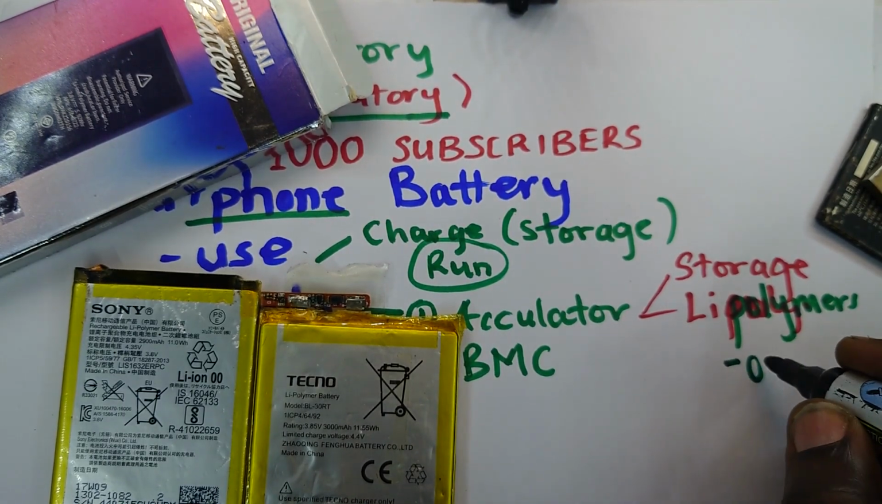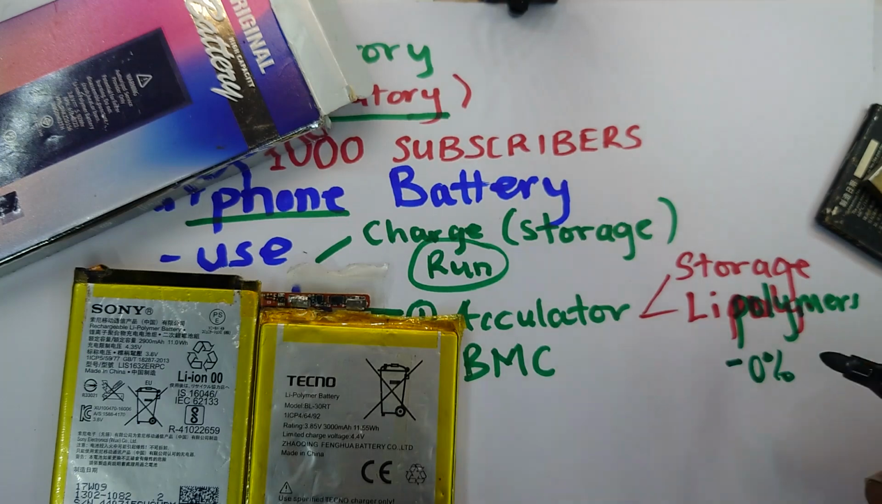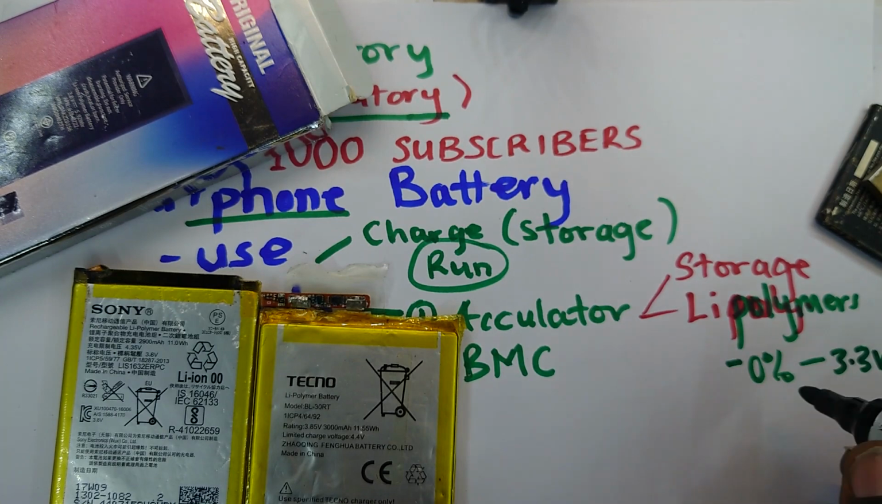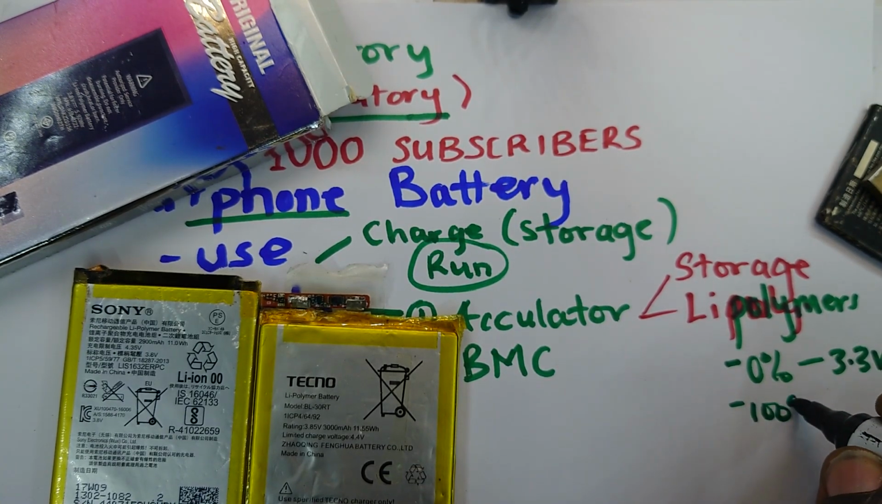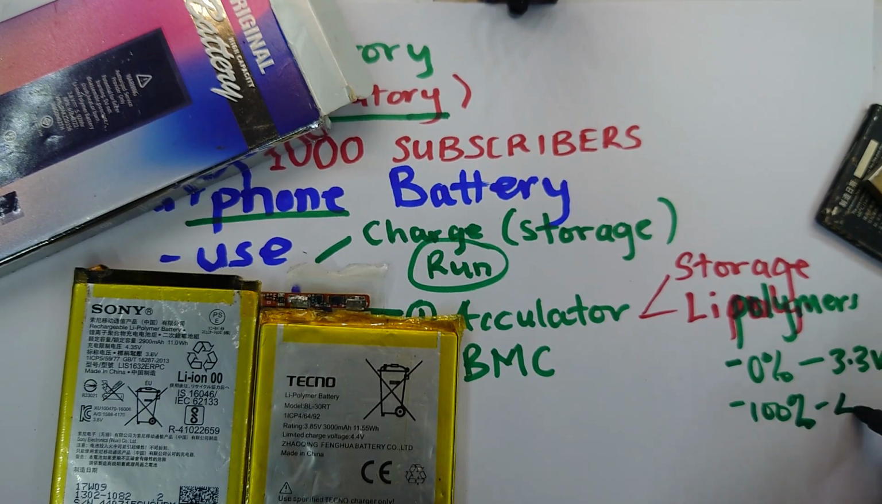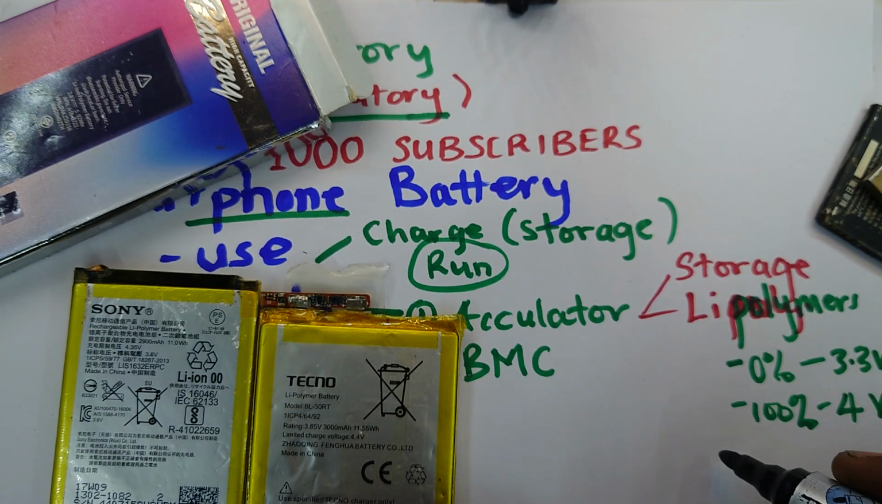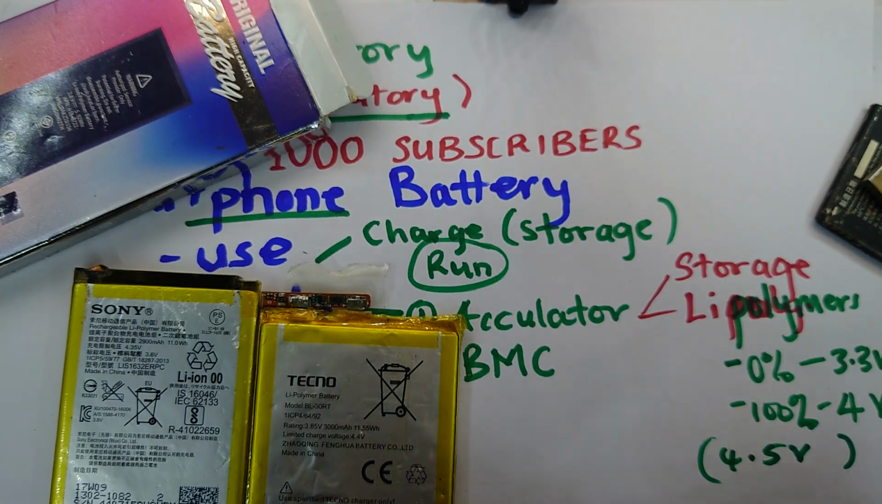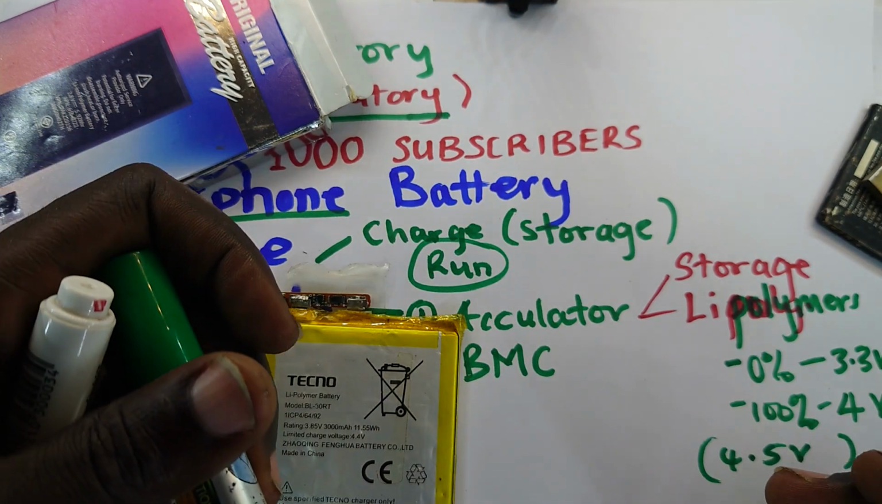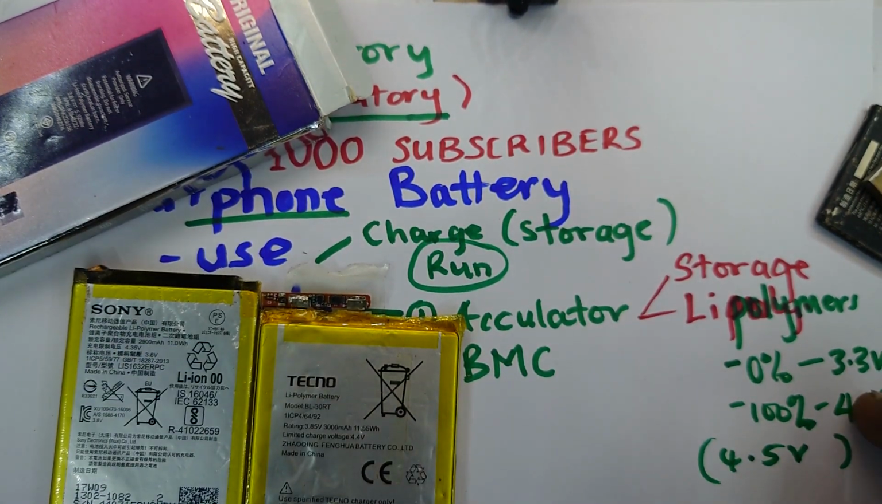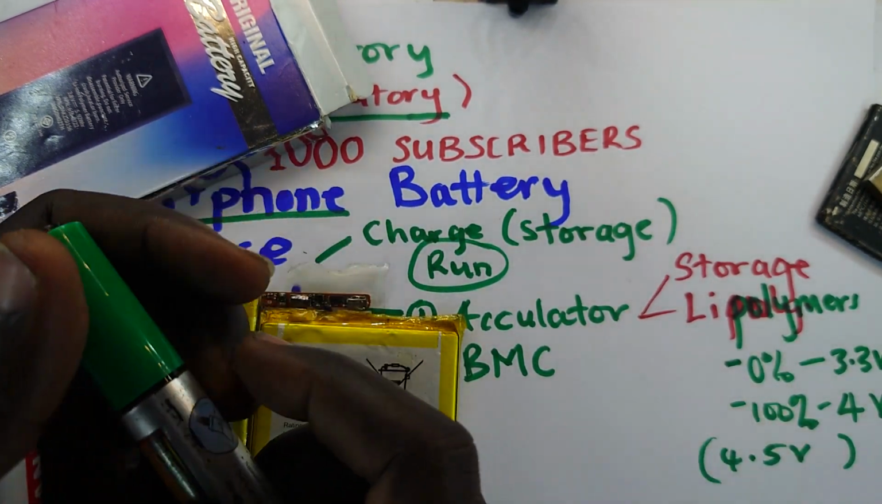one, that when it is at 0%, it should actually read a voltage of around 3.3 volts, and when you charge it up to 100%, you expect it to read roughly 4 volts. That also informs you that to charge this battery to full, you need a voltage above 4. In most cases we use 4.5 volts for safety reasons. That means a charger that supplies a voltage slightly higher than the maximum the battery reaches when fully charged will help raise the voltage to full.